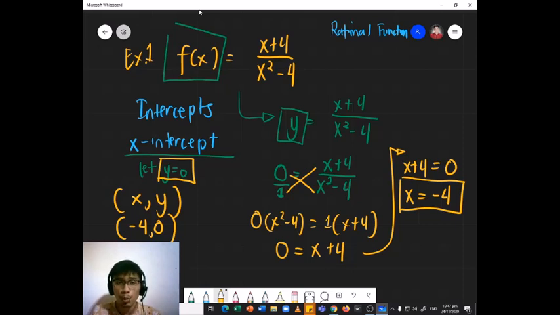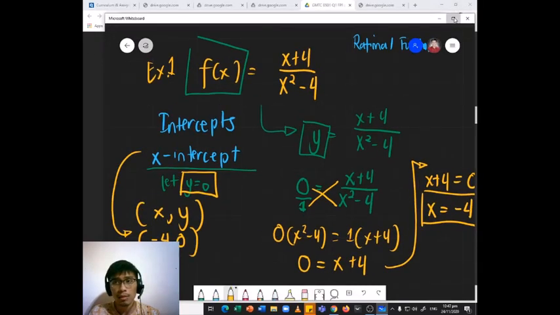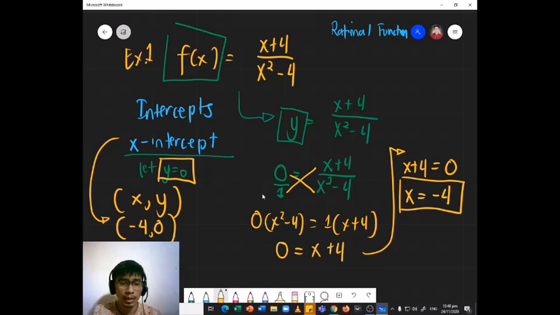That's how we find the x-intercept. You simply let y equal 0, substitute, and simplify your equation. Since we already arrived at our x-intercept, that is x equals -4. By naming the x-intercept, we need to name it as a coordinate, meaning an ordered pair.